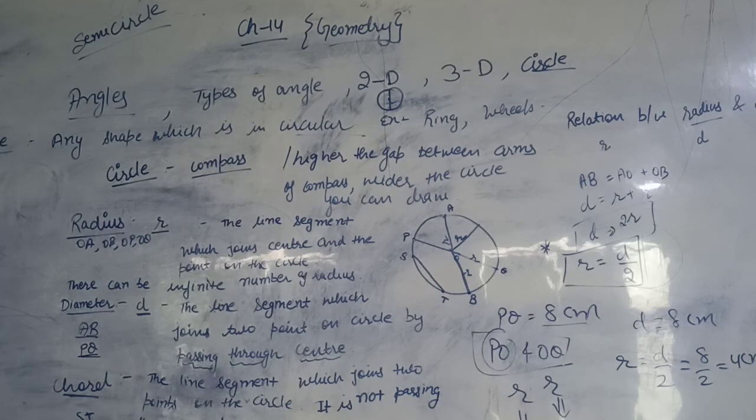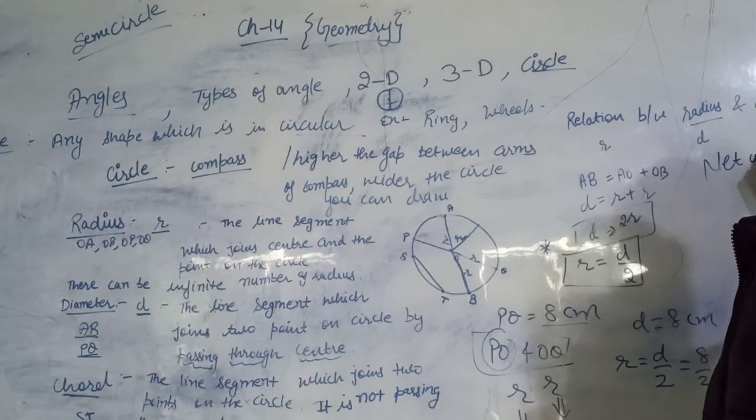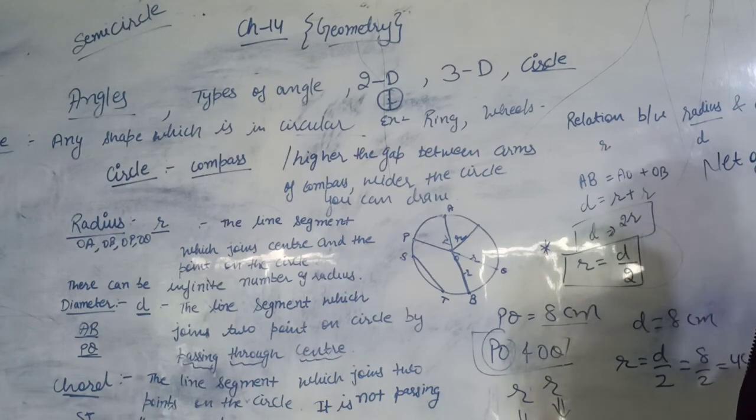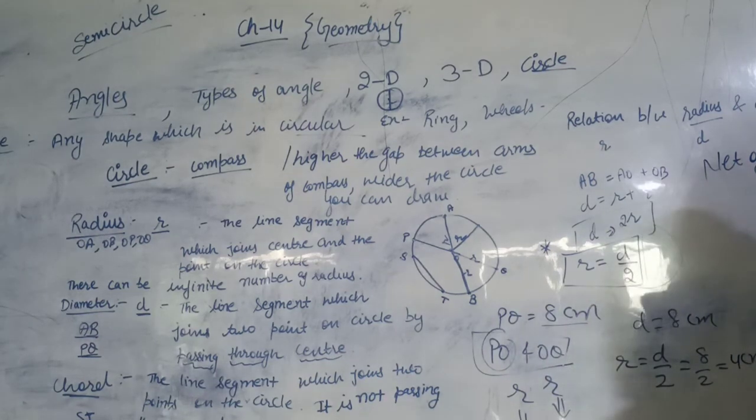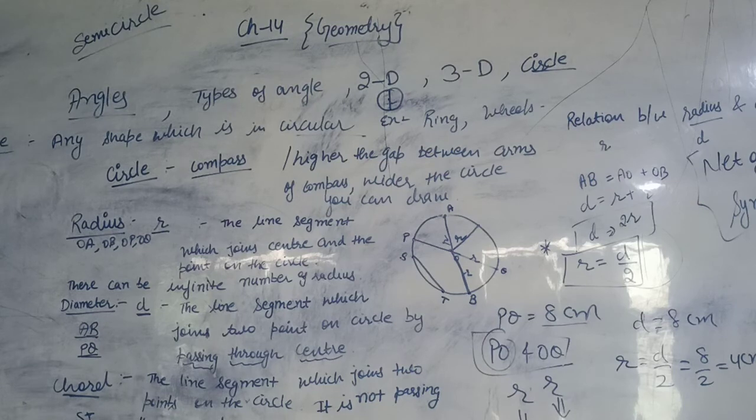After that, about net of the shapes, net of solid shapes, and symmetry. What is symmetry? How will it be? These two topics we will discuss in our next lecture, and for today our topic is finished. If anyone has any query in this circle part, you can comment and you can ask.